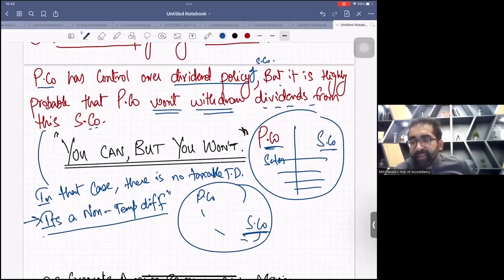Yes, the parent company can take out dividends, but the parent company won't. Why won't the parent company take out dividends? Can anybody tell me why the parent company won't take out dividends from this subsidiary?